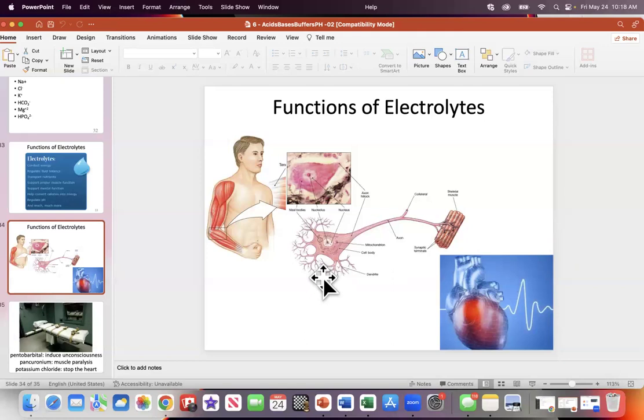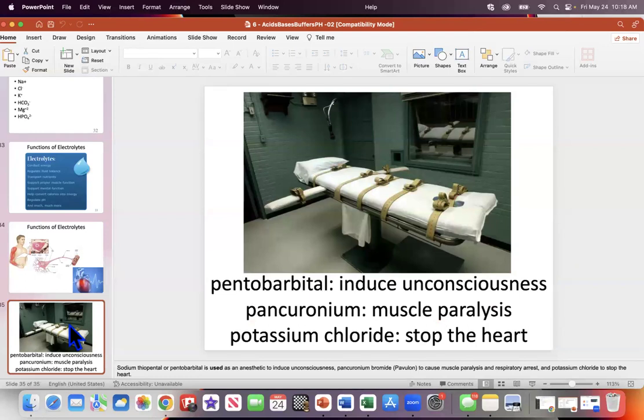So apparently those electrolytes' concentrations need to be just right. It's part of homeostasis. So their concentration needs to be correct. And if their concentration goes off too much, it can make you sick. Or in the worst scenario, you can die because of it.